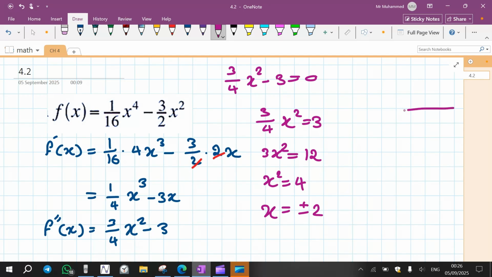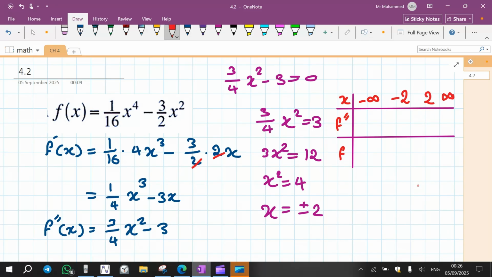Now to find intervals of concave and convex, we need to make a table. To make a table, we need x, f double prime, and f to see if it's concave or convex. The smallest possible x for this polynomial is negative infinity. And then we have the first point of inflection, negative 2, and then 2, and finally infinity.